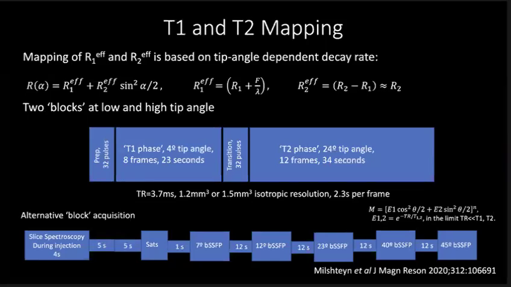So T1 and T2 mapping. As I said, we vary the tip angle, and the basic idea here is we walk it into a steady state, and for about 20 seconds, we image at a 4-degree tip angle where the magnetization decays at a rate dominated by T1. There's about a 10% T2 contribution in gray matter. Then we transition with 32 pulses up to a 24-degree tip angle steady state, and we image for another 34 seconds. And now the decay is much more rapid, and we don't get a lot of signal that far out, but we look at it all anyway.